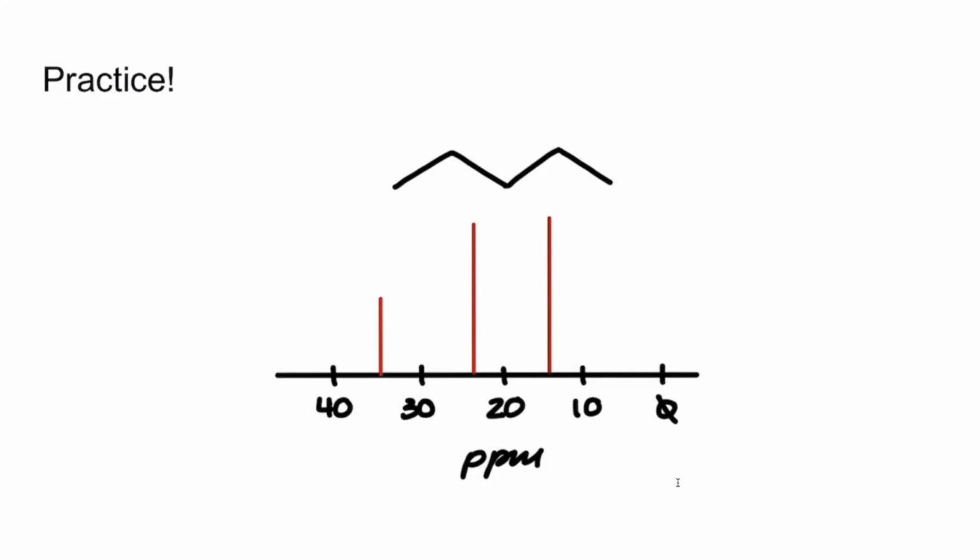So this one on the very right, I'm going to say that's like 14-ish. You can say 15, doesn't really matter. Unless they're really close together, you're usually not going to mess up. I'm going to say the middle is maybe 23. The one that is leftmost is maybe like 35-ish. And so now that we've done this, we can actually look at our molecule.